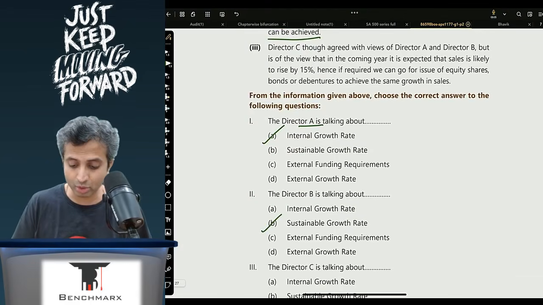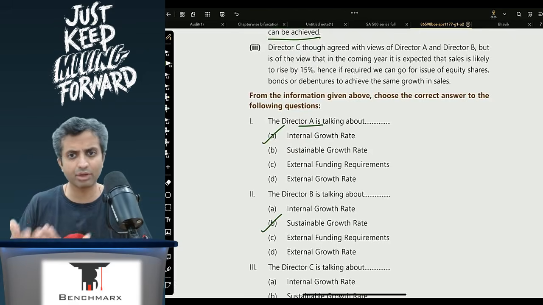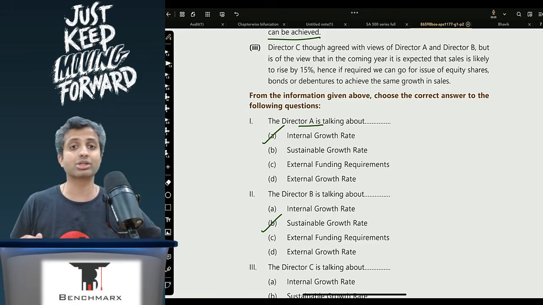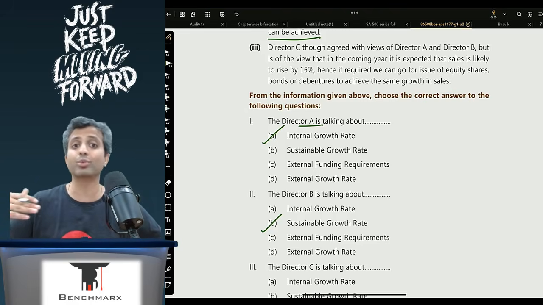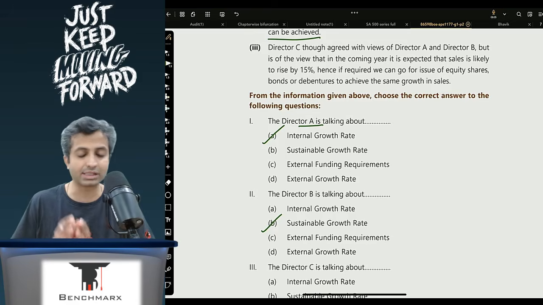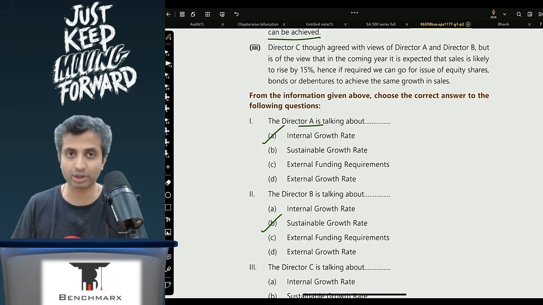Director B is talking about sustainable growth rate. Again, we're not talking about additional fundraising. We are saying that we'll not raise any additional equity. Further, if the capital structure has to remain the same, you're not raising any additional equity. That means you're not even raising additional debt. Your payout ratio remains the same, which means your retention ratio every year is the same, and your R into B will be your sustainable growth over the long term.